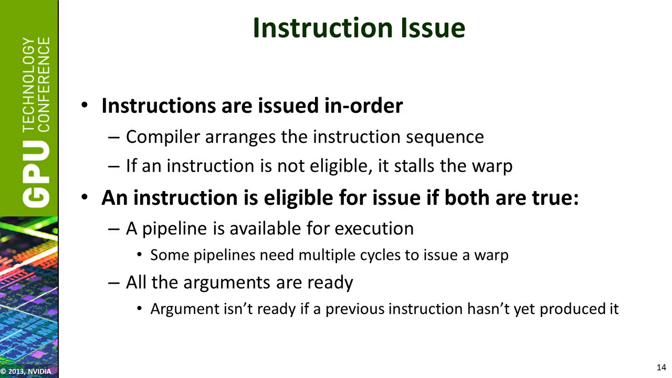Also, you need the pipeline for the particular execution to be ready. As we'll see in a moment, GPUs have different pipelines for floating point instructions, double precision floating point instructions, and memory access. So there are a number of different pipelines within an SM on a GPU, and some of those pipelines might be busy when an instruction comes about. Even if the arguments are ready, if the pipeline is still occupied, that instruction will have to stall and wait for the pipeline to free up.